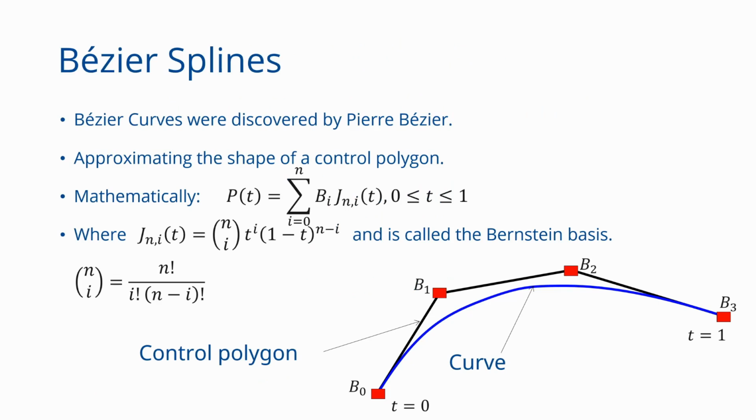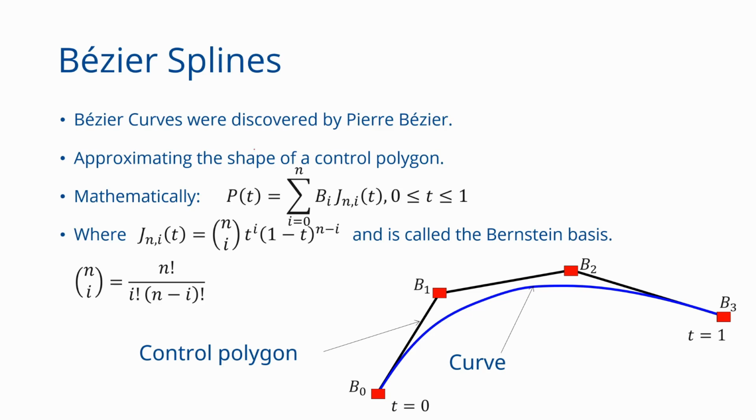So Bezier curves were introduced by Pierre Bezier, who was an engineer for the French automobile company Renault. And the good thing about Bezier splines is that to specify a Bezier spline, you just need to give the positions of points that lie on its control polygon. So let us look at what that means.